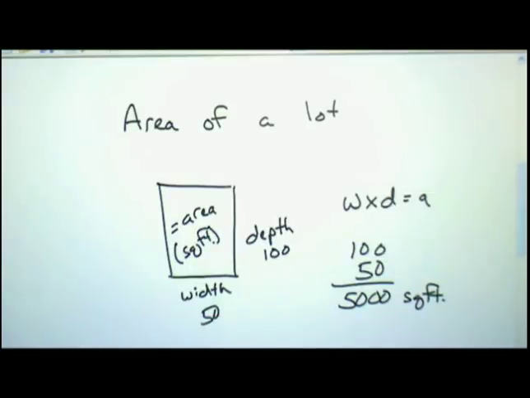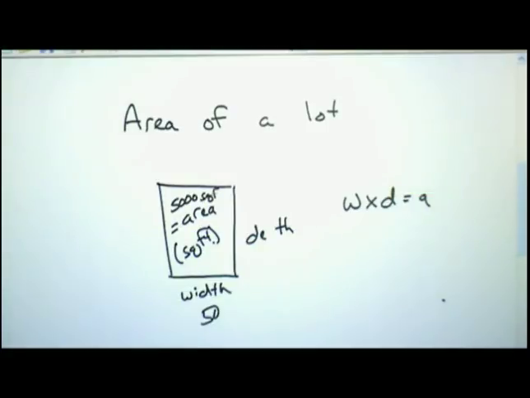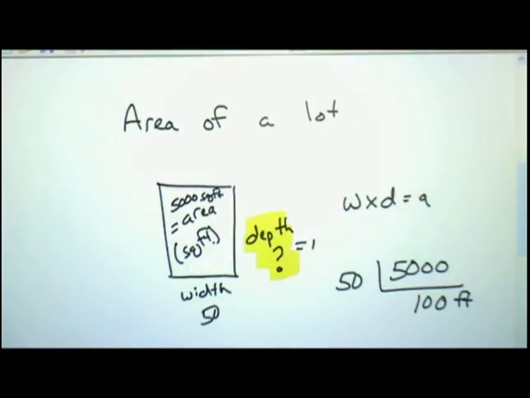Now we can also use this to work backwards. If we know that the area of the lot is 5,000 square feet, and we're looking for the depth of the lot, all we need to do is take the area that we know, which is 5,000, and divide it by the one dimension we know, which is 50. So if we divide 5,000 by 50, we come up with our missing dimension, which is 100 feet. So the depth would equal 100 feet.